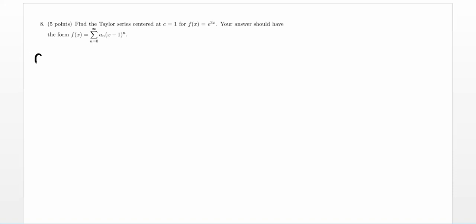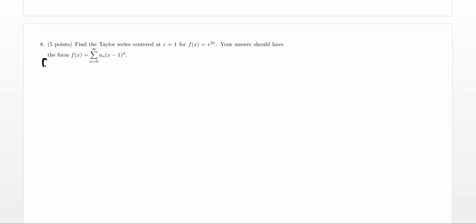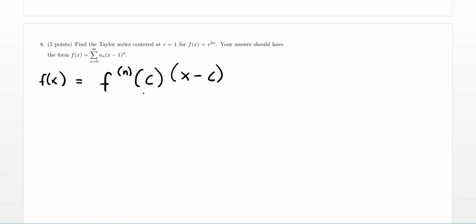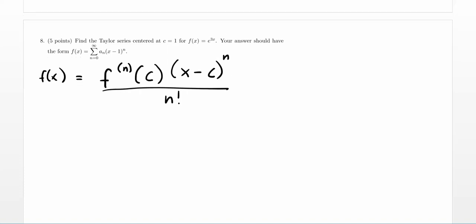So f of x is already given. Remember the Taylor series formula. Now this notation here, f superscript n, means the derivative, not a power. It's like f with a 1 here would be the first derivative, 2 here would be the second derivative, and so on, of c times x minus c to the n, all over n factorial. So this is for a Taylor series centered at c, for any c value. Our particular c value is 1.